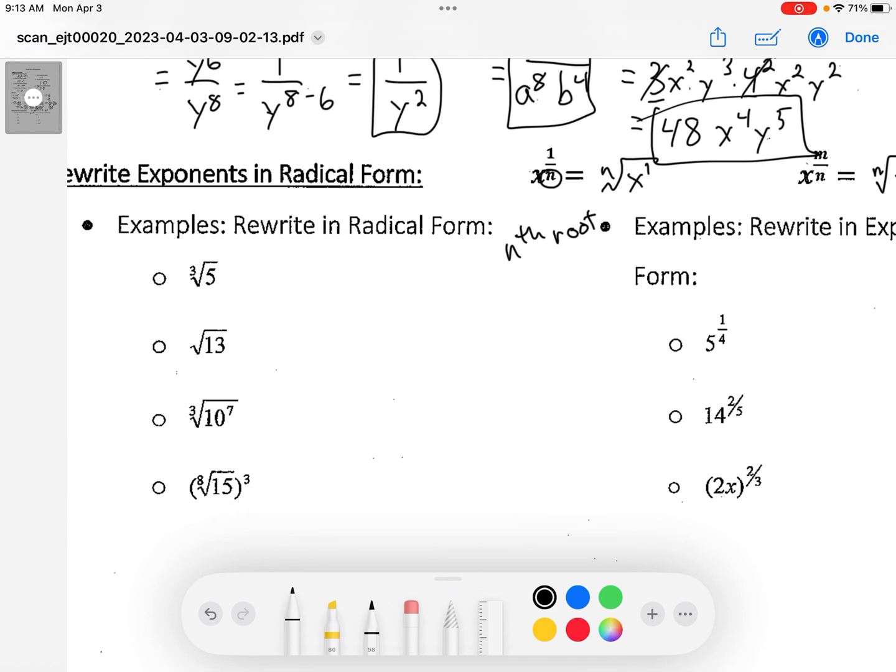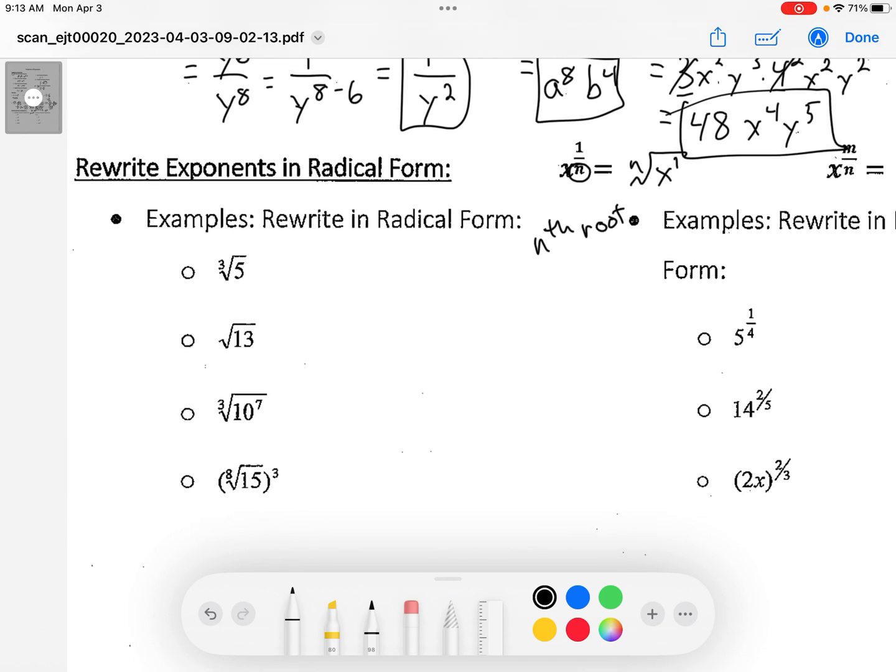Okay, so cube root of 5, how do we write that? That can be written as 5 to the 1/3, because this is a 1. 3 is our denominator, like here. That's this one, or this one, sorry. So this is a 2, because we say square root, so this would be 13 to the 1st over 2. So 13 to the half. Next one would be 10 to the 7/3.